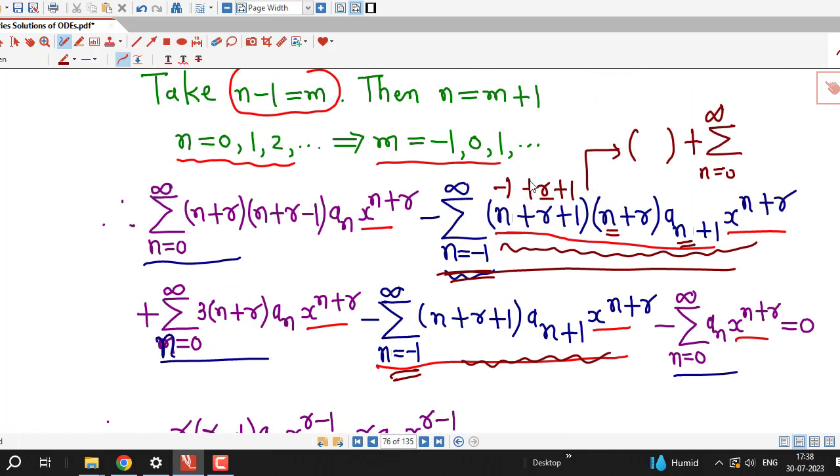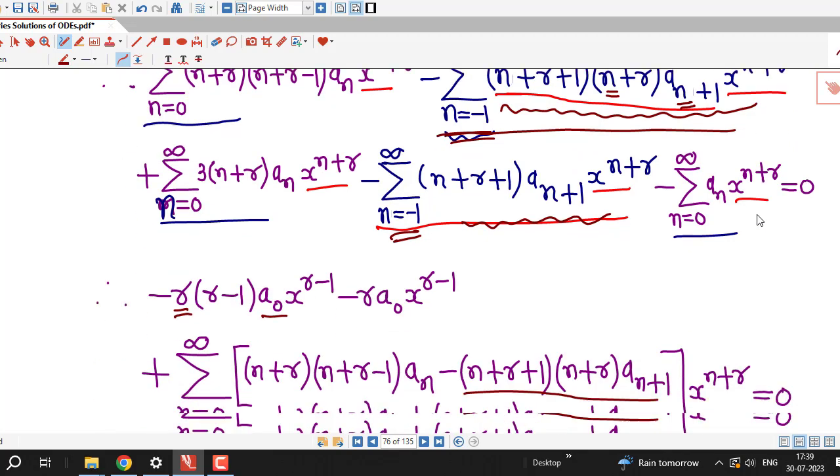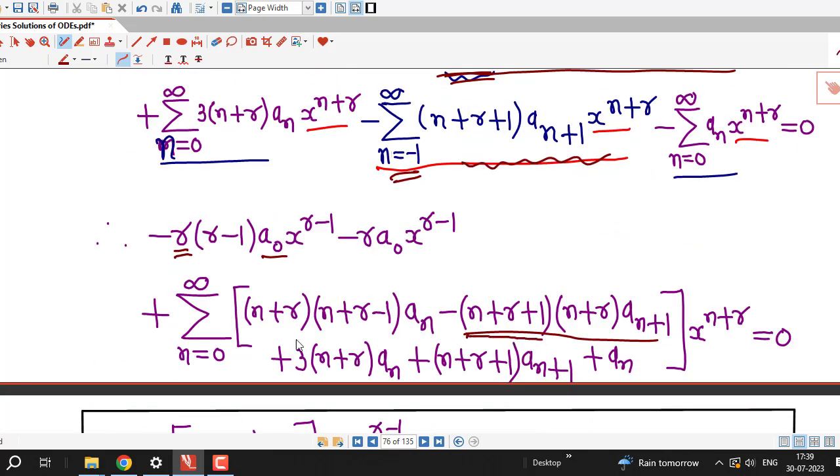This I am writing as the term corresponding to n equal to minus 1, and because I have a negative sign here, here also I have to write a negative sign. So that quantity will be sigma n equal to 0 to infinity, n plus r plus 1, n plus r, a n plus 1, x raised to n plus r. That term is here, sigma n equal to 0 to infinity, negative sign, x raised to n plus r.